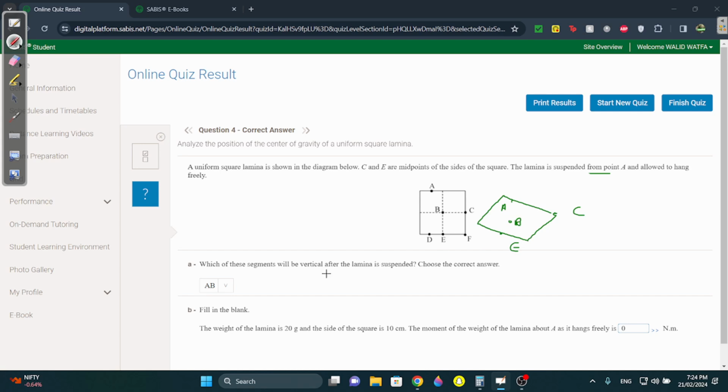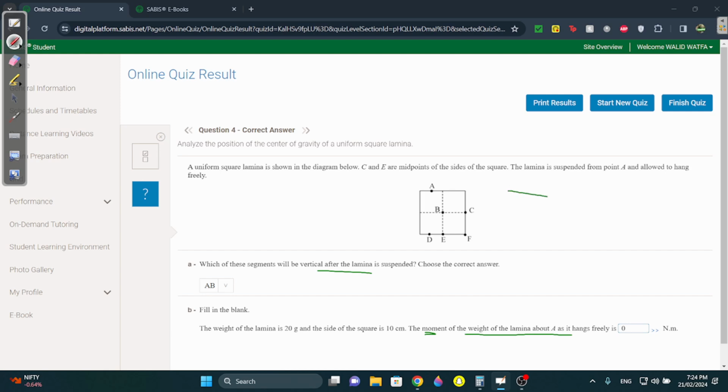So what they're asking in part A is which one is going to be vertical. Obviously, it's going to be AB. Why is this vertical? Because we tilted it to the left. Okay, that's it. And then they want the moment of the weight of the lamina about A as it hangs freely. Okay, look.